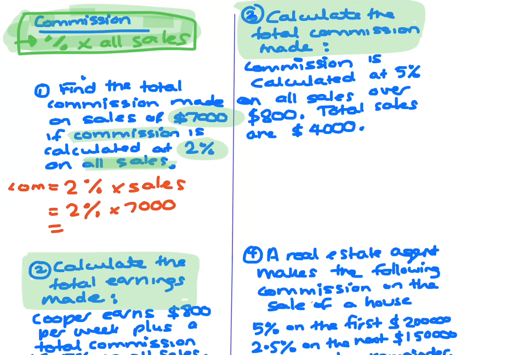Now you do have a percent button on your calculator, or you can also go 2 over 100 times 7,000. The percent button is the shift bracket button, open bracket button, and then times the 7,000, and you'll end up with $140.